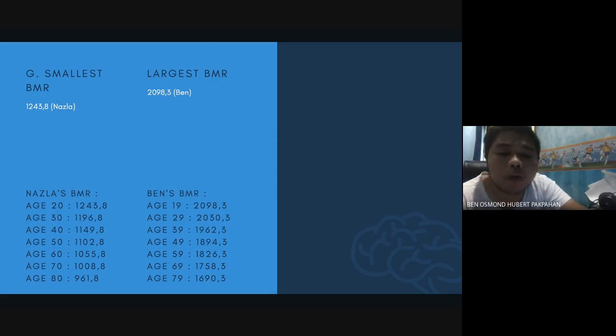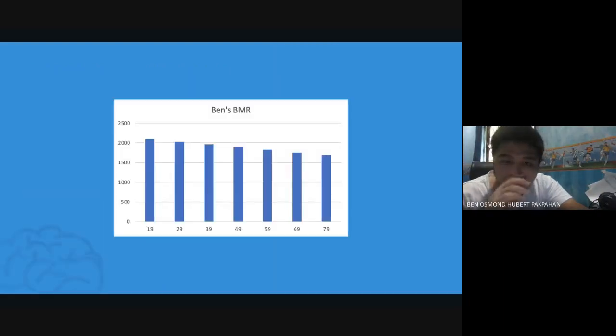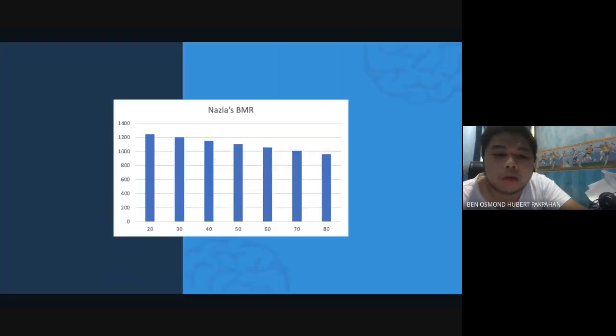While for Ben's BMR: age 19, 2098.3; age 29, 2030.3; age 39, 1962.3; age 49, 1894.3; age 59, 1826.3; age 69, 1758.3; and age 79, 1690.3. After we compile all of the data, this is the BMR. The first one is Ben's BMR, and the second one is Nazla's BMR.